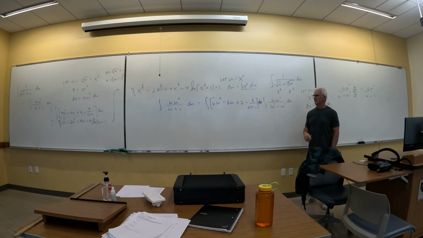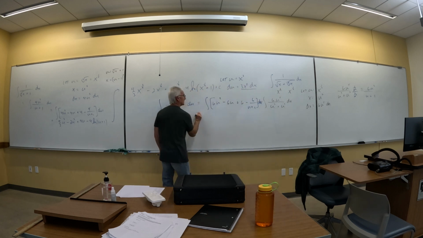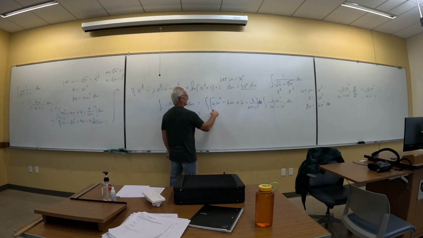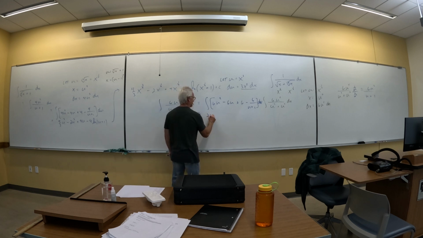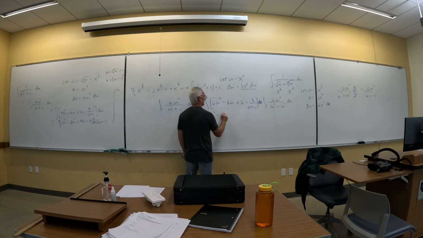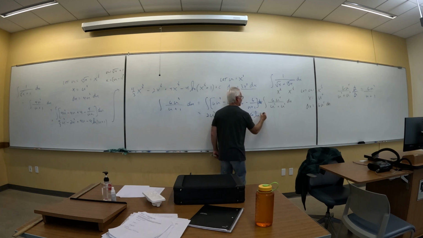Well, we agreed a moment ago that last problem wasn't all that bad. So what are the antiderivatives here? Well, I'm not even going to have fractions this time. 2u cubed, 3u squared, 6u, 6 log absolute value of u plus 1.